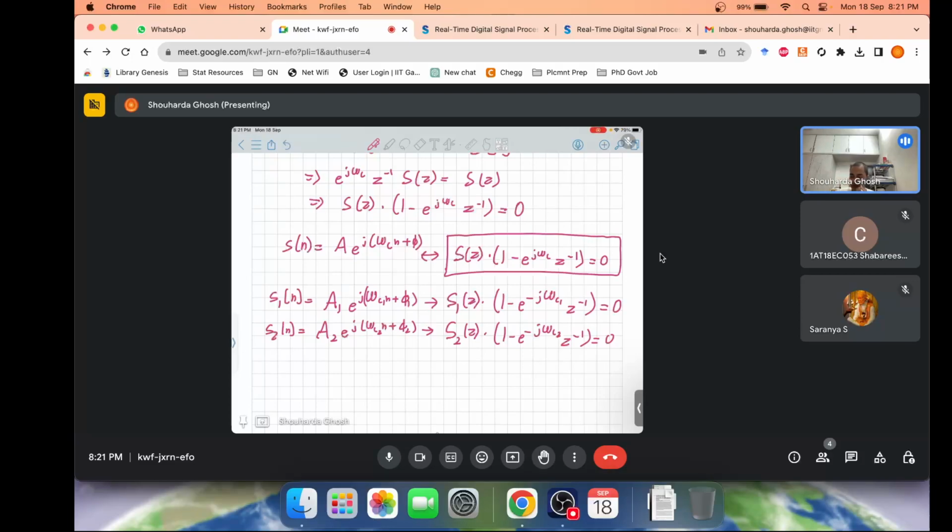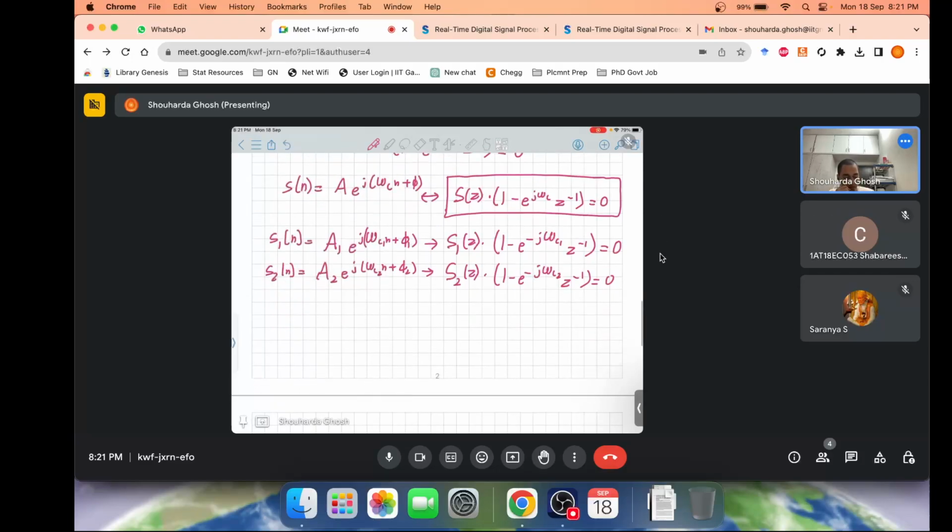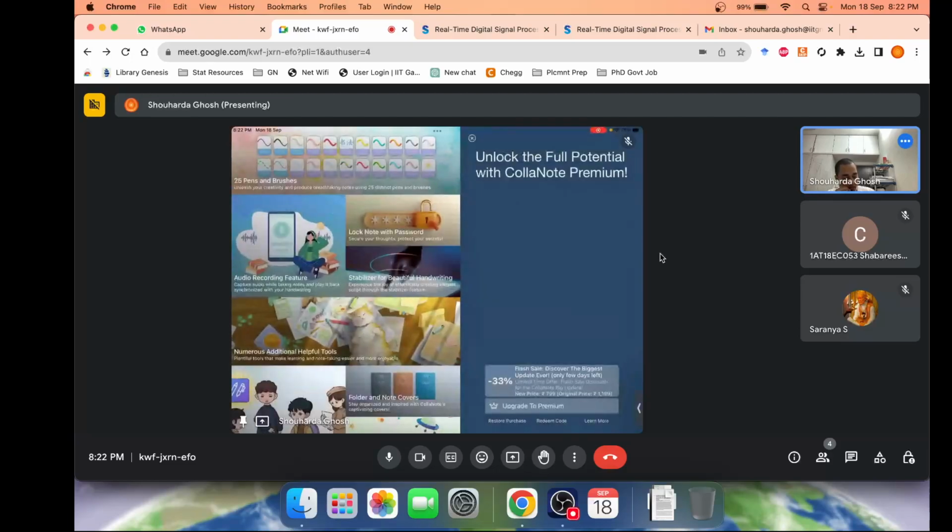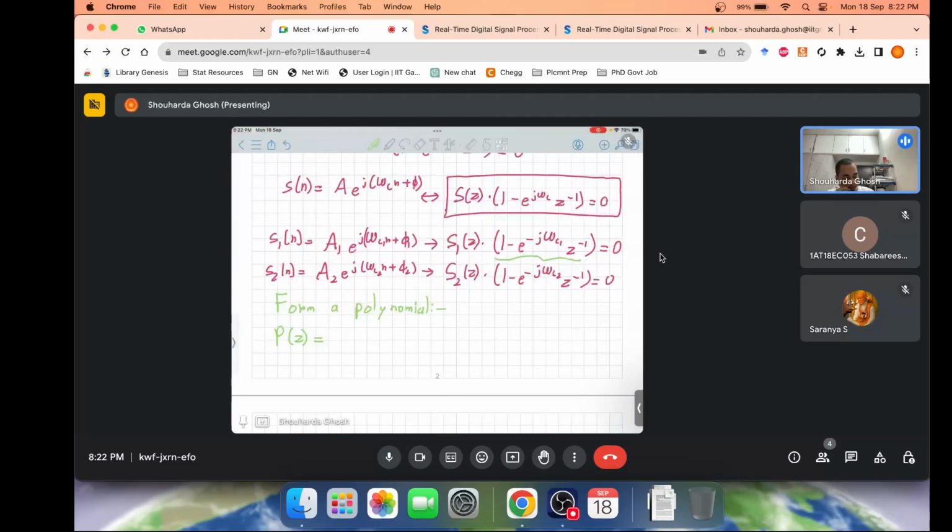Okay, so we have these two polynomials. Now let me form a polynomial P(z). What will be this P(z)? It will be the multiplication of this polynomial with this polynomial. These are polynomials in z: (1 minus e to the power minus j omega c1 z inverse) times (1 minus e to the power minus j omega c2 z inverse).